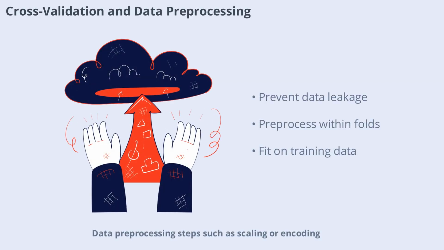data. Data preprocessing steps, such as scaling or encoding, should be performed within each fold of cross-validation to prevent data leakage. Applying preprocessing to the entire dataset before splitting can lead to overly optimistic performance estimates. Always fit your preprocessing steps on the training data and apply them to the test data within each fold.